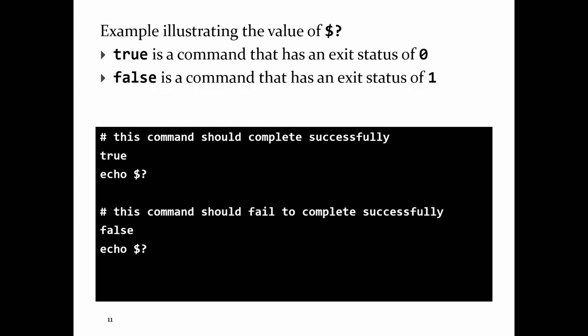Bash has these commands called true and false. So the word true is not the Boolean value true. It's a command, because everything in Bash, as far as an if statement is concerned, the conditions are all commands. So true is a command whose exit status is always zero. False is a command whose exit status is always one. You can try them out at your prompt: type true and then echo the value of question mark, you'll get zero. Type false and echo the question mark, you'll get a non-zero value.